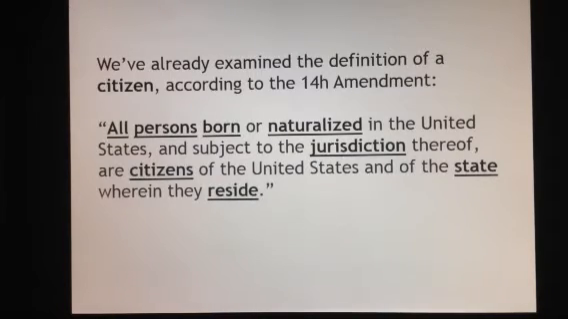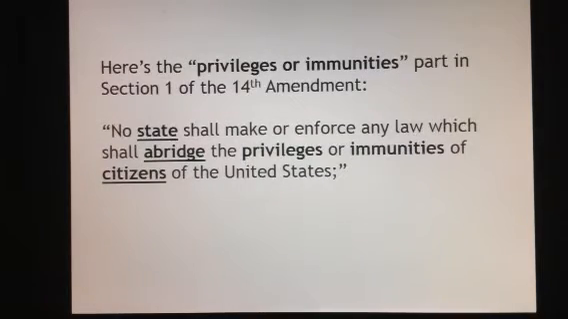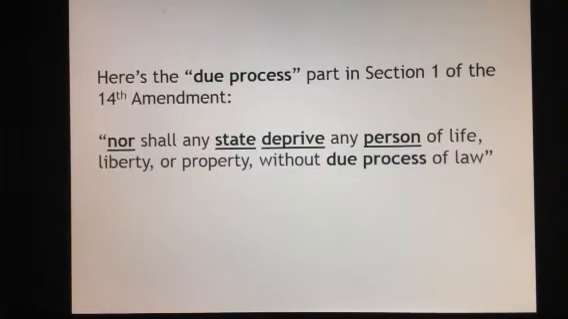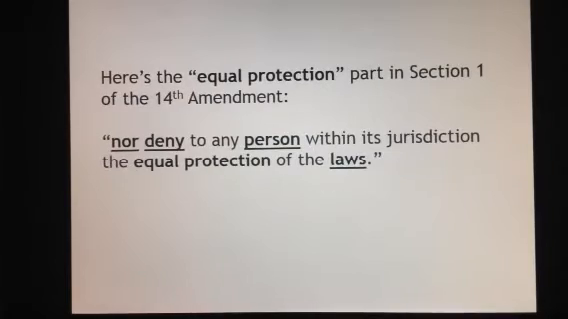Here is the phrase with respect to citizenship. All persons born or naturalized in the U.S. are citizens of the U.S. and of the state wherein they reside. Here's the privileges and immunities clause. No state shall make or enforce any law which shall abridge the privileges or immunities of citizens of the United States. The due process part, nor shall any state deprive any person of life, liberty, or property without due process of law. And then the equal protection clause, nor deny to any person within its jurisdiction the equal protection of the laws.